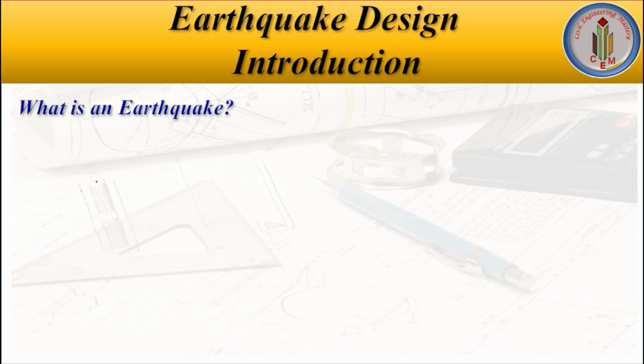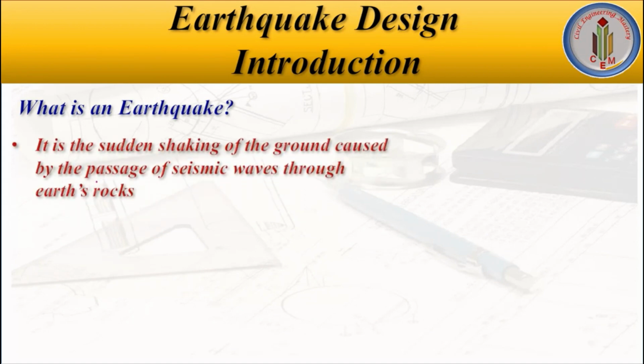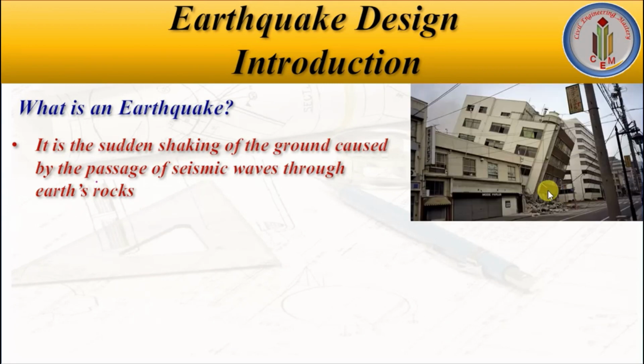A sudden release of stored energy in the earth crust creates seismic waves that cause an earthquake. Simply we can say that it is the shaking of ground. So let's see in brief, it is the sudden shaking of the ground caused by the passage of seismic waves through earth rocks. In this picture you can see the building which is affected by earthquake.